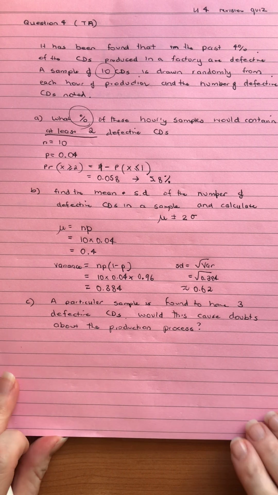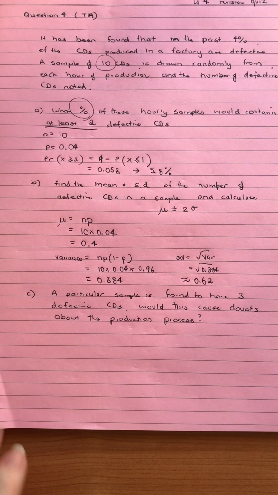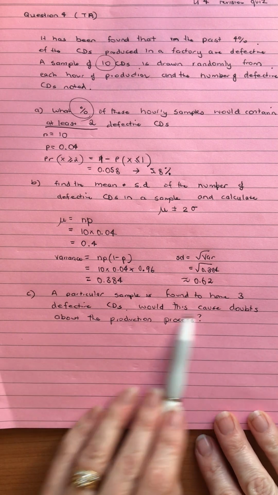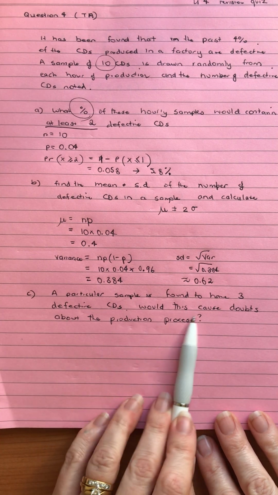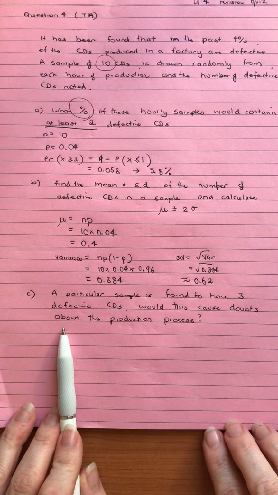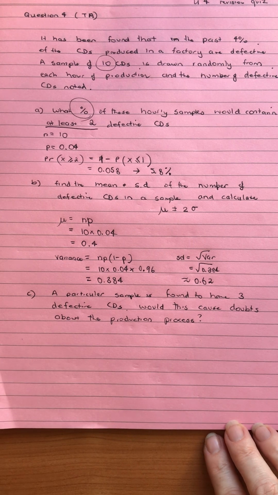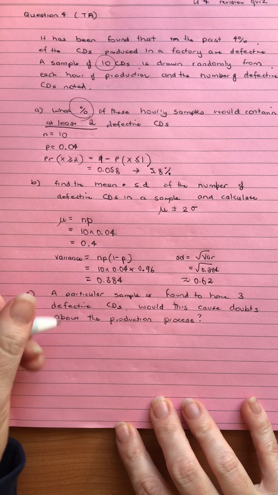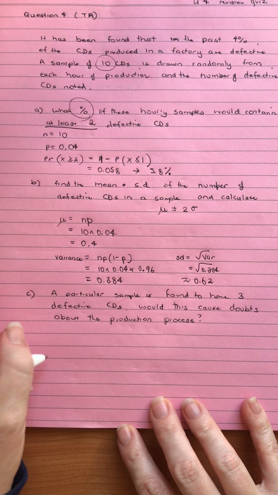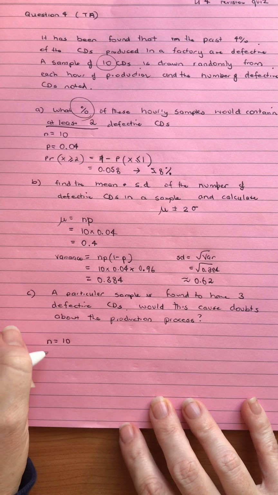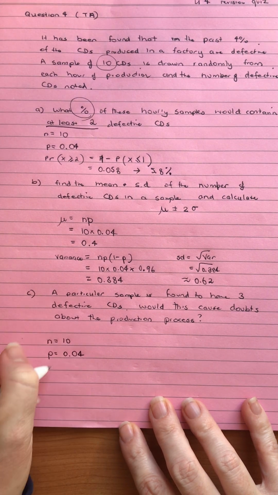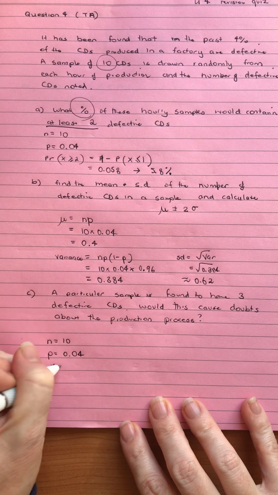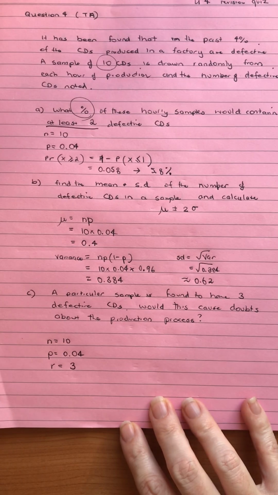So finishing off that question, doing part C now: a particular sample is found to have 3 defective CDs. Would this cause doubts about the production process? So we want to work out the probability of that happening. What is the probability that you do a sample and you get 3 defective CDs? We're doing it like we did in part A, with our probability of 0.04, what is the probability of getting 3 defective CDs?